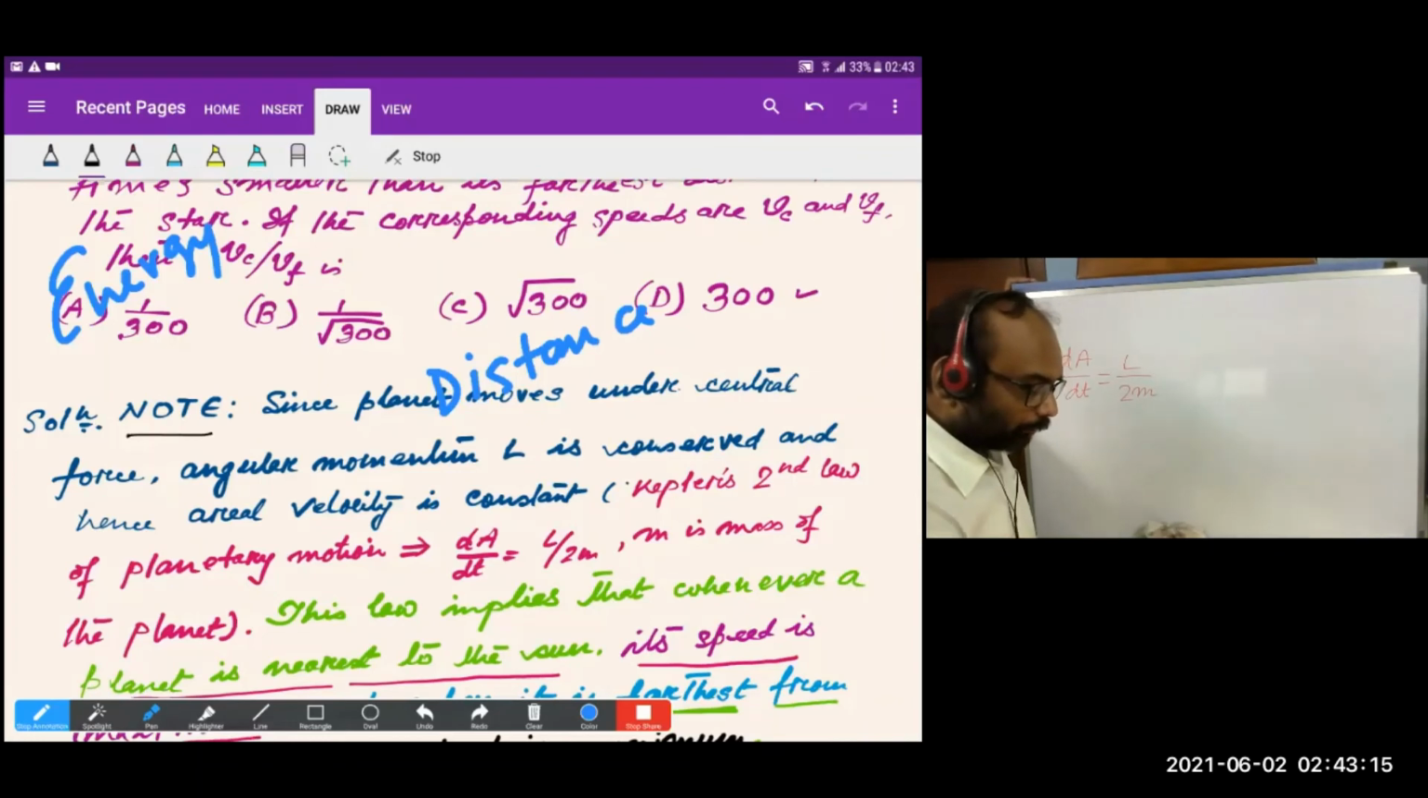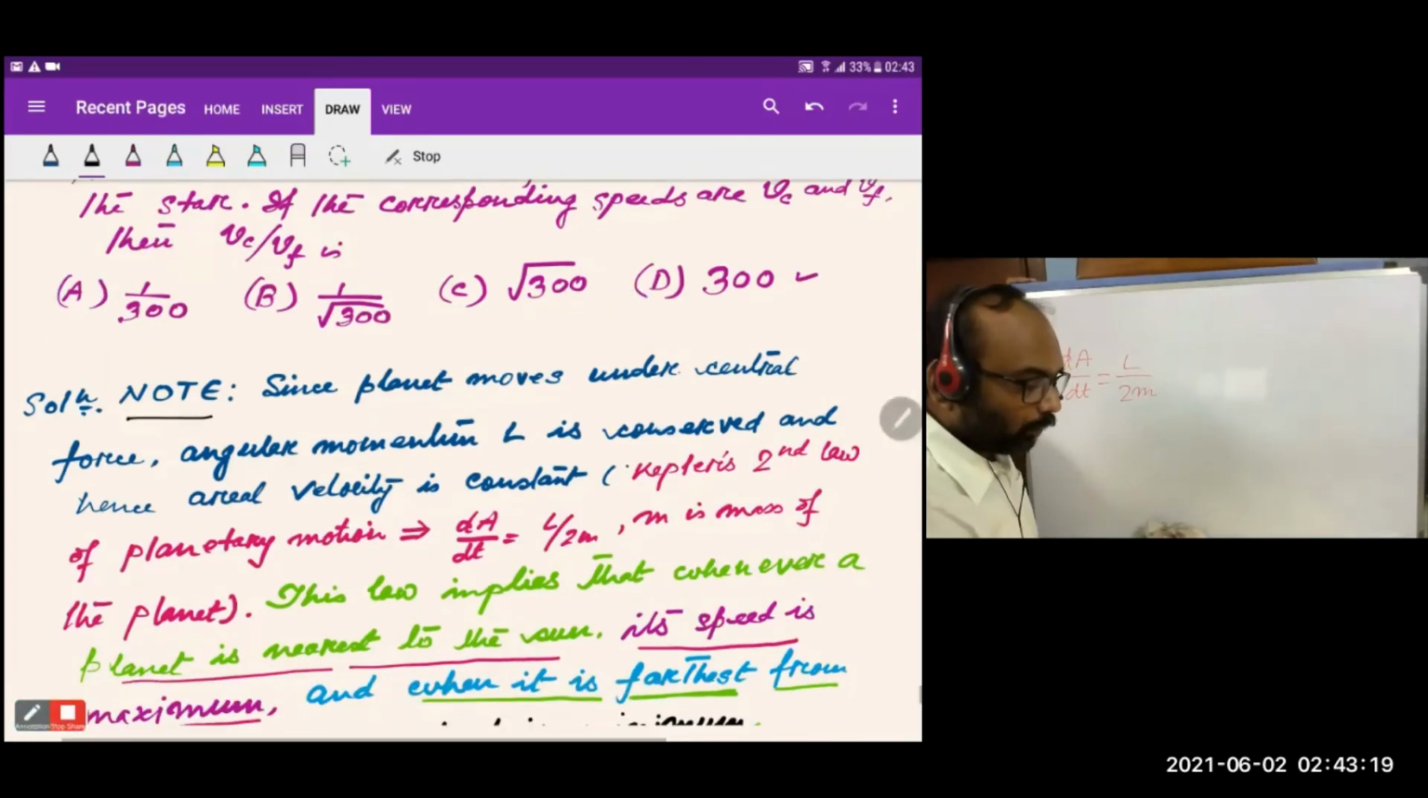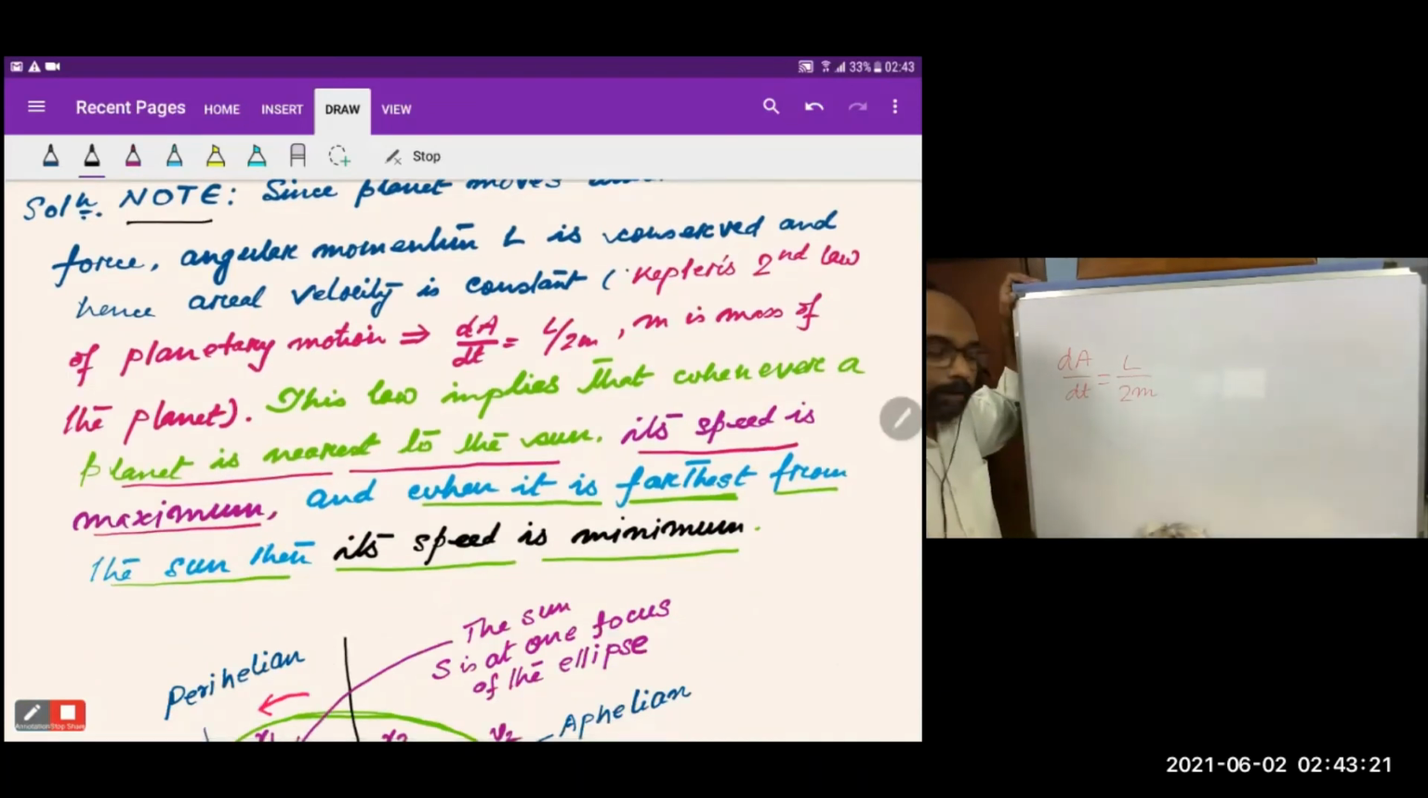This law implies that whenever a planet is nearest to the sun, its speed is maximum because the areal velocity is constant. And when it is farthest from the sun, its speed is minimum.